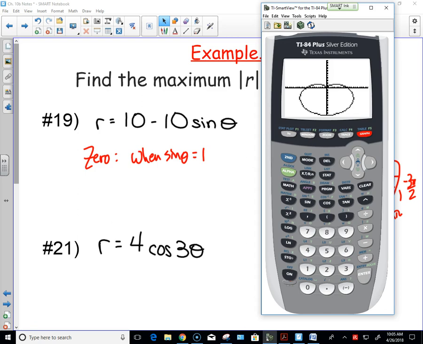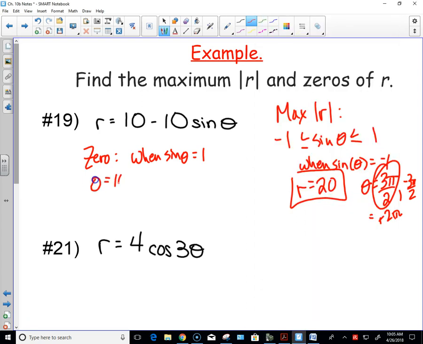zeros. Should you guys have figured out that sine of theta equals 1 even without doing the whole sine is 1 or -1 just by setting everything equal to 0? Everything meaning the function? If you subtract 10, divide by -10, don't you get 1 equals sine of theta? And when will sine of theta equal 1 in your 0 to 2 pi that you guys are graphing?